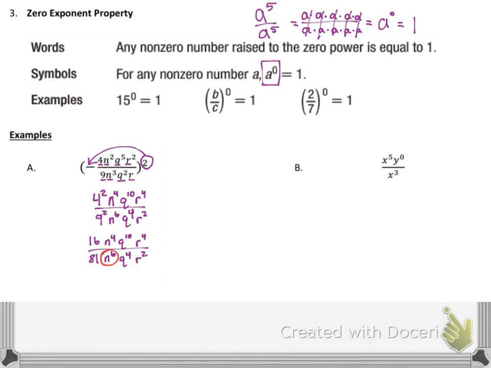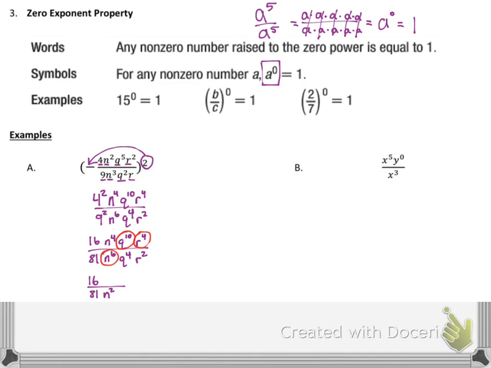So here, my bigger exponent for n is in the denominator. For q, the bigger exponent is in the numerator. For r, the bigger exponent is in the numerator. So 16 in the numerator, and since it's 16 over 81, I'm just going to leave it like that. For my n variable, the exponent 6 is in the denominator, so 6 minus 4 is 2. That 2 means it's going to be in the denominator.